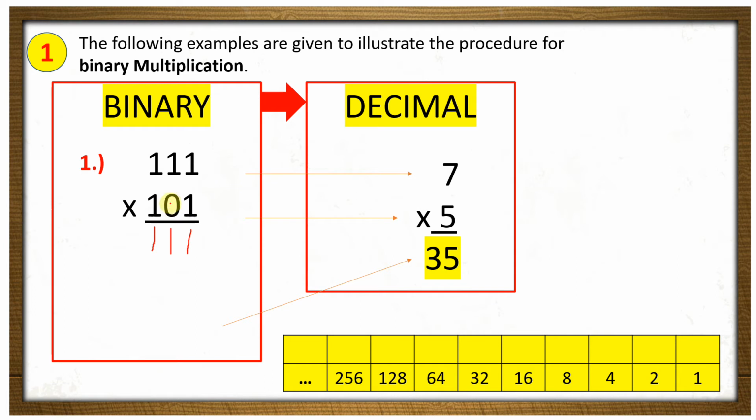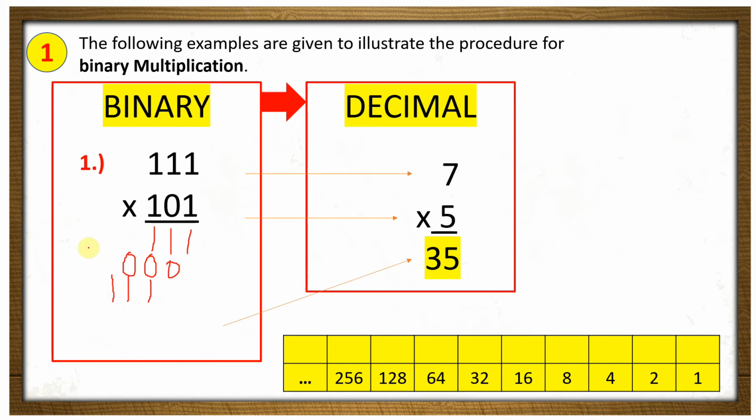Next, the multiplier is 0. 0 times 1 is 0 here. Next, 0 times 1, 0. Any number multiplied by 0 is equal to 0. 0 times 1 is equal to 0. So this is the second partial product and this is the first partial product. Next, the third one. 1 times 1 is equal to 1. 1 times 1 is equal to 1. Next, 1 times 1 is equal to 1.